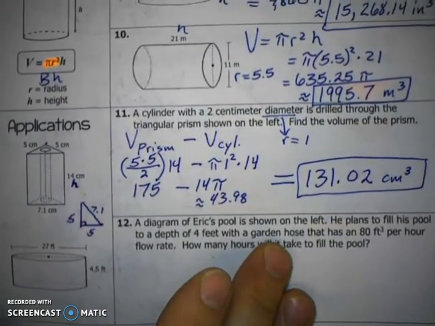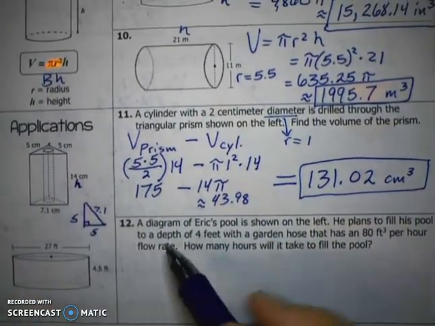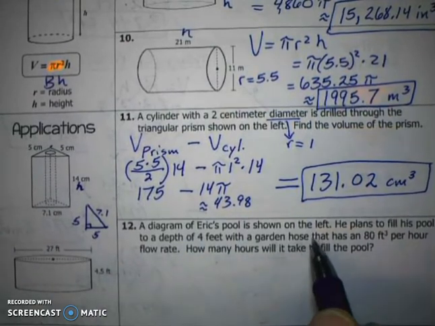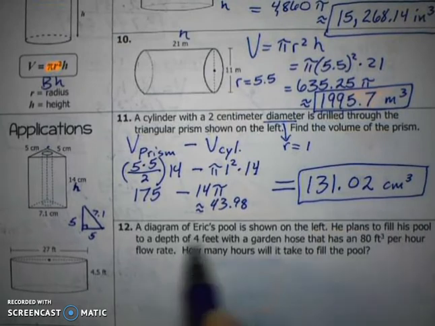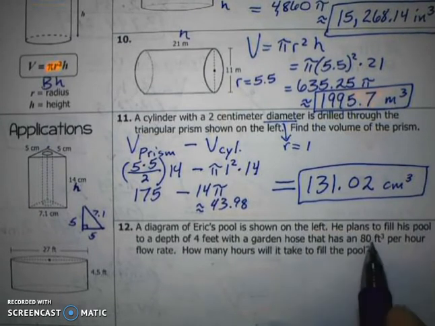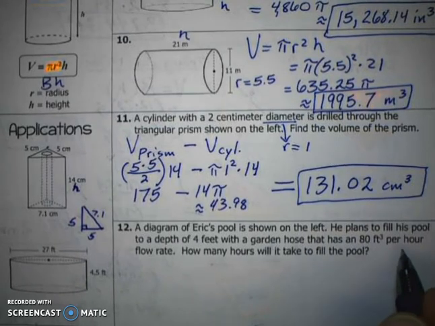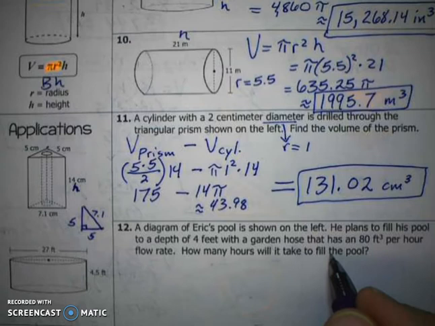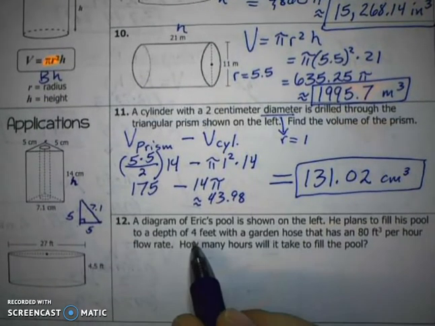All right, and we can actually finish this out and do number 12. The more examples we do, the better. So we've got a diagram for Eric's pool. He plans to fill his pool to a depth of 4 feet with a garden hose that has an 80 cubic foot per hour flow rate. How many hours will it take him to fill up the pool? So we need the volume of water he's going to end up putting in there. Now, he said he's only going to fill it to 4 feet.